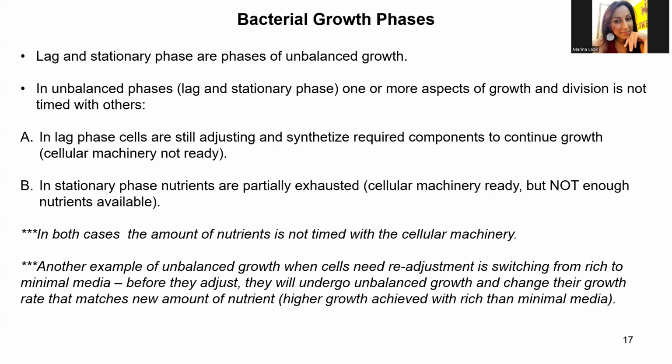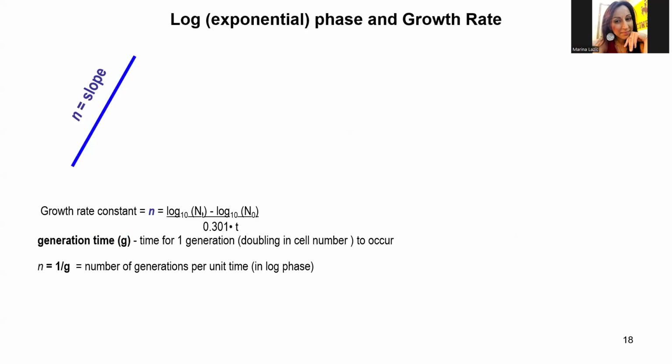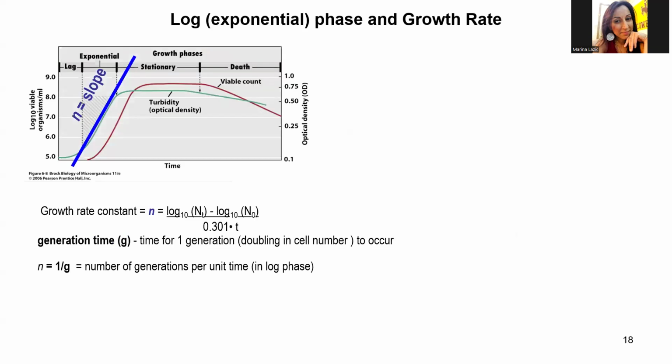When a cell needs to readjust, when you move them from rich media like LB, where everything is present, they don't have to put any energy to make any nutrients, and you move them to minimal media, for example, where they have only glucose available and they have to synthesize all amino acids and everything. So that's where it's like a switch from rich to minimal media. So again, this was all for unbalanced growth.